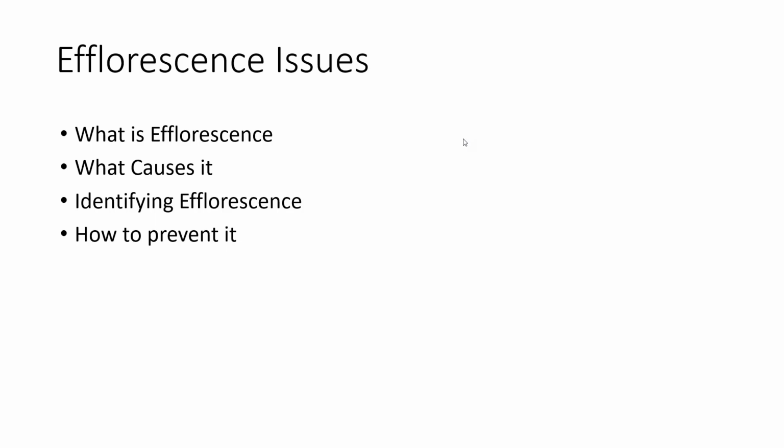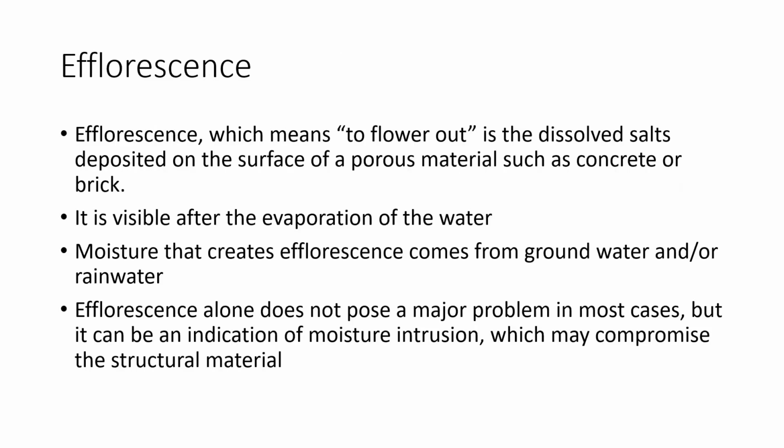So we'll go over what is efflorescence, what causes it, identifying efflorescence, and how to prevent it. So efflorescence is dissolved solids, salts deposited on the surface of porous materials such as concrete or brick. It's visible after the evaporation of water.